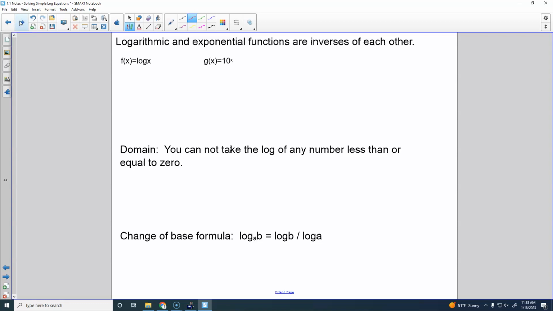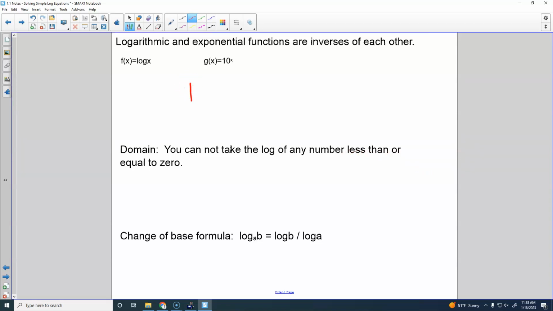Logarithmic and exponential functions are inverses of each other, which is what I was talking about earlier. Whenever we have a function that is log base 10 of x, the inverse of that would be 10 to the x power. What this means is that for your domain, you are not going to be able to take the log of any number less than or equal to 0. Let's talk about why that is the case.